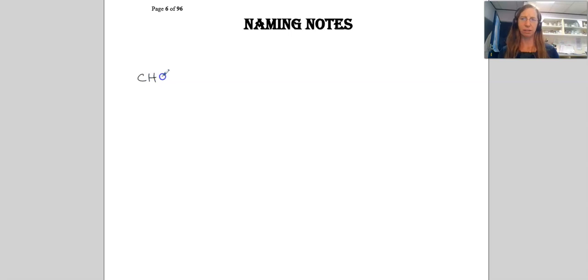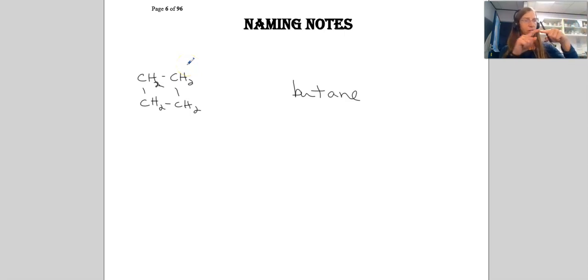One is sometimes things can go in a circle instead of a line. So this is going in a circle. It's 4 carbons, so it's but. They're all single bonds, so it's ane. But how do we say that it goes in a circle instead of stopping at the ends? We say cyclobutane, just like that.